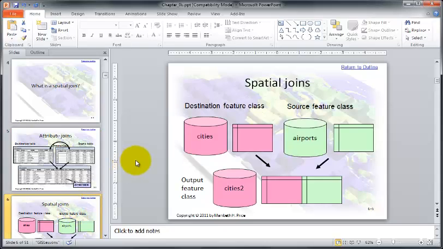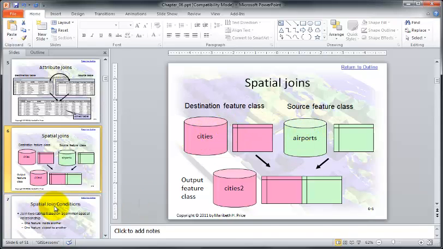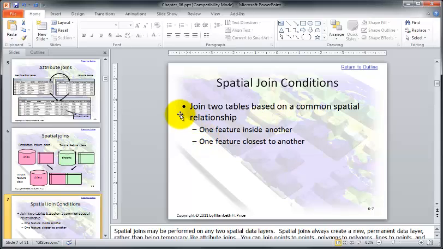Spatial joins are a little bit different. It combines a destination feature class and a source feature class, but it's spatially joined. And that is shown by this diagram where we have cities 2 combined with the combination of cities and airports. Two joined tables based on a common spatial relationship. For example, one feature inside another, one feature closest to another.